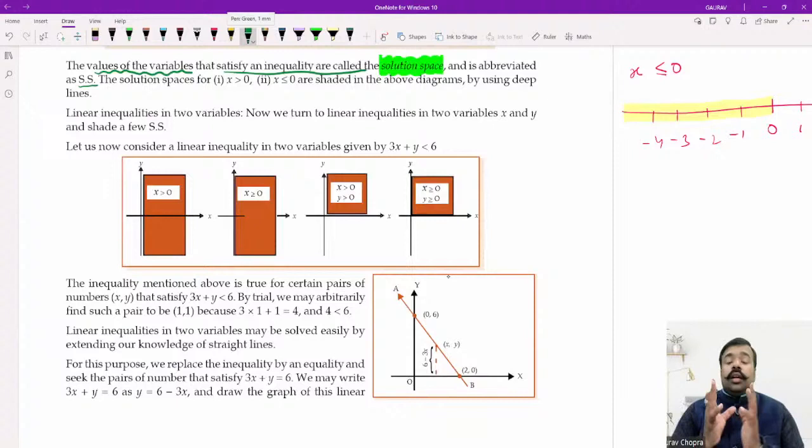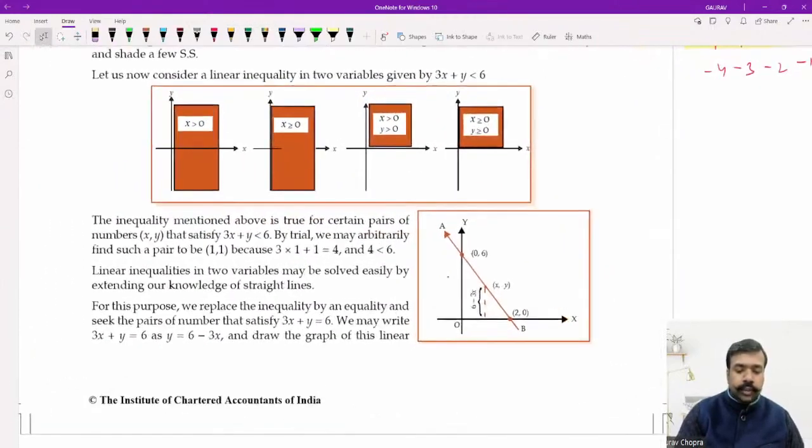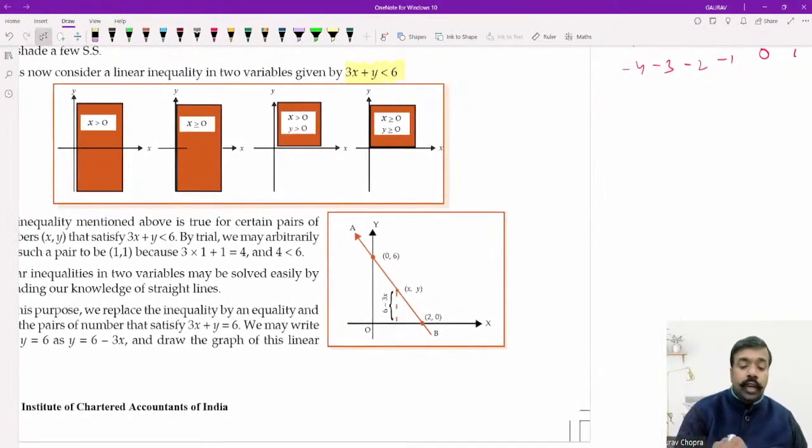All right. Now, if we consider two variables instead of one, what will happen? Let's say we are given the next example, and the inequality is 3x + y < 6. So here x and y, two variables, are available. Whenever there are two variables, we have to plot the graph. So let us draw one graph here.